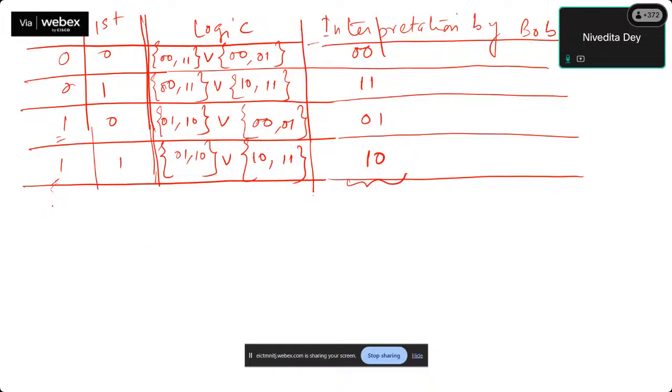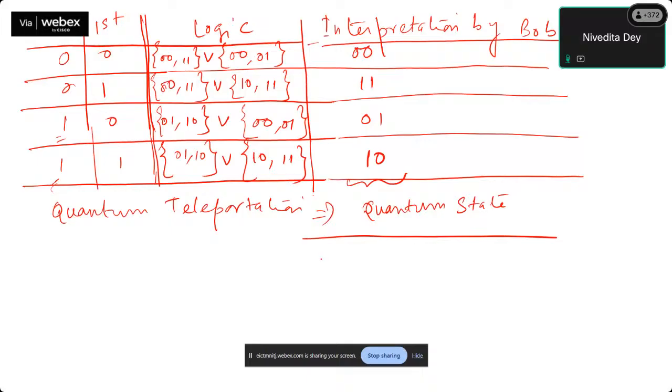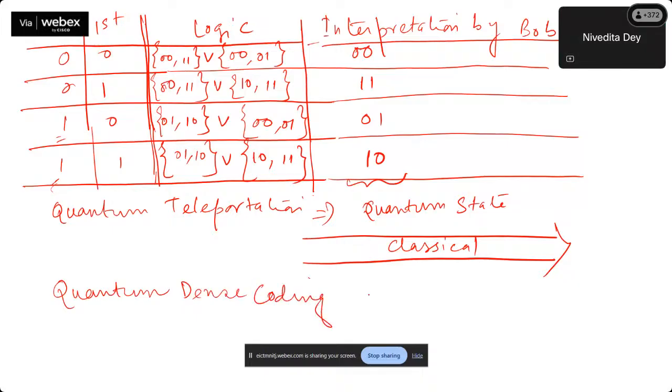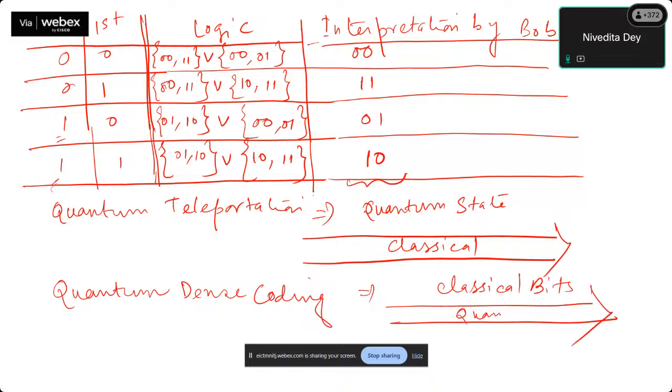So that means quantum teleportation is something where we actually send some quantum state, and the channel is classical. And in quantum dense coding we are sending classical state, which is nothing but classical bits, and the channel is quantum. These were fundamental building blocks of quantum communication.